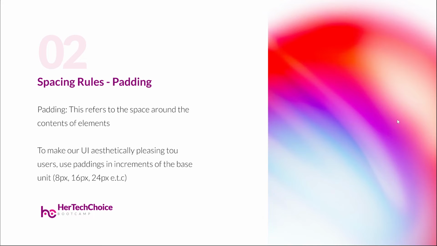The second factor considered in spacing, which makes up the spacing rule, is padding. What is padding? Padding refers to the space around the contents of elements. Strict padding must be enforced by designers when taking the display of the design into consideration.